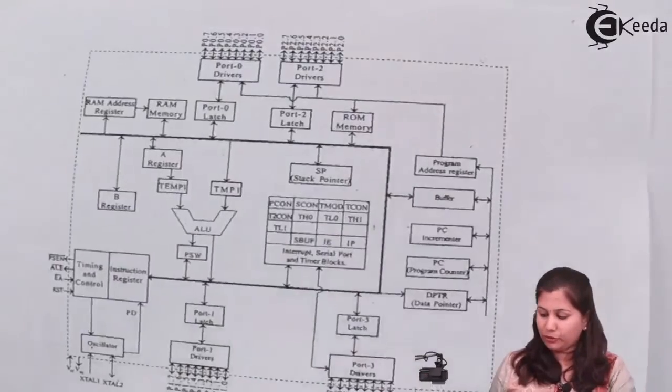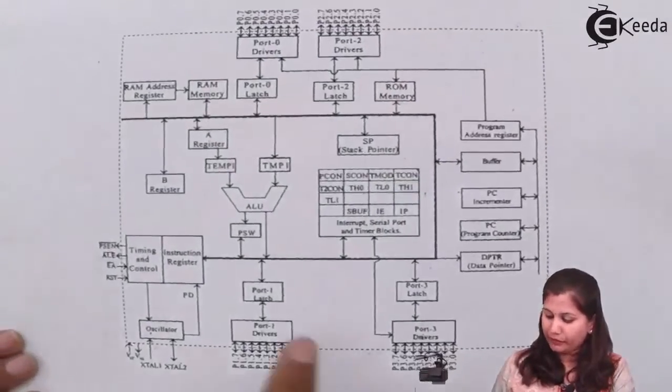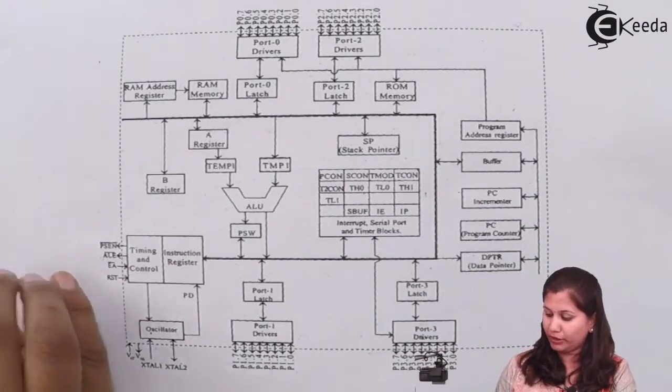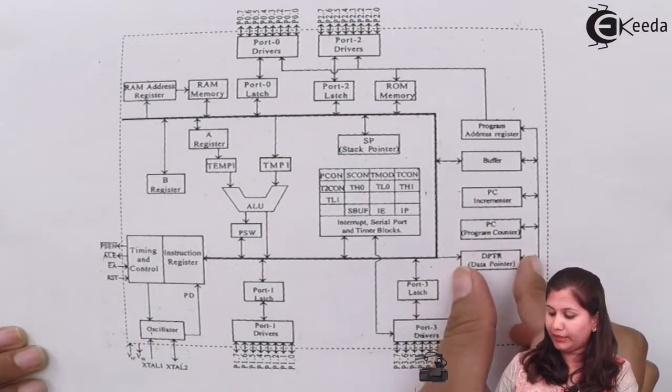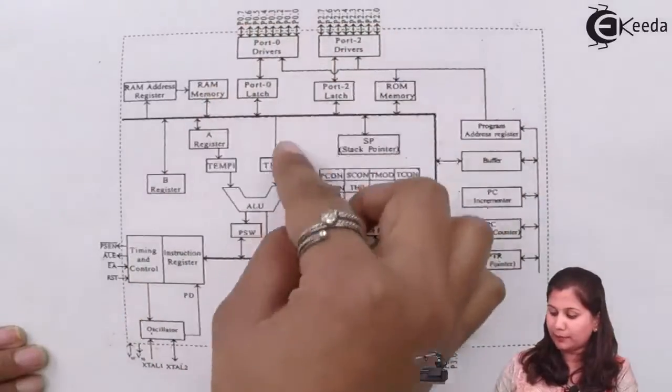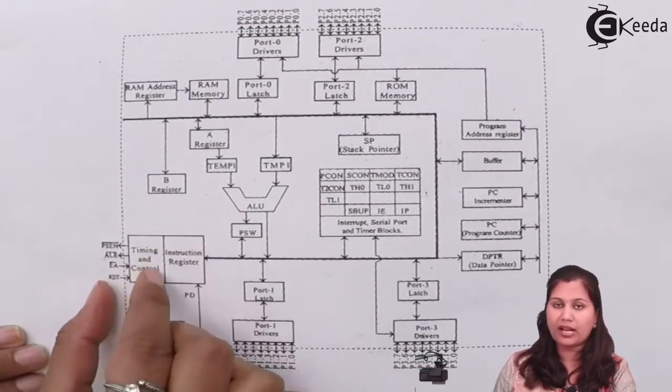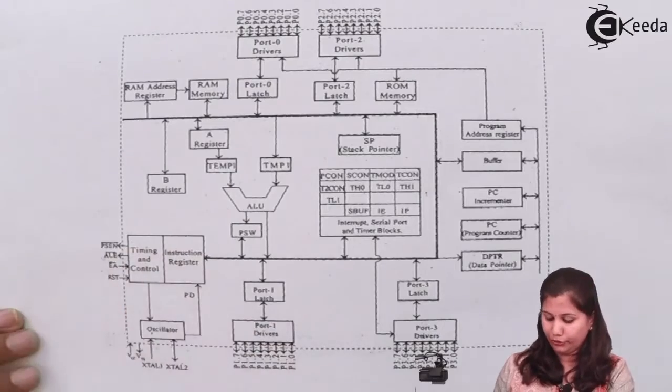Next, coming to the architecture block diagram, this block we have already studied, which comes under the central processing unit. This block we have already completed. This was the ports, and next coming to the instruction register and the timing and control unit.